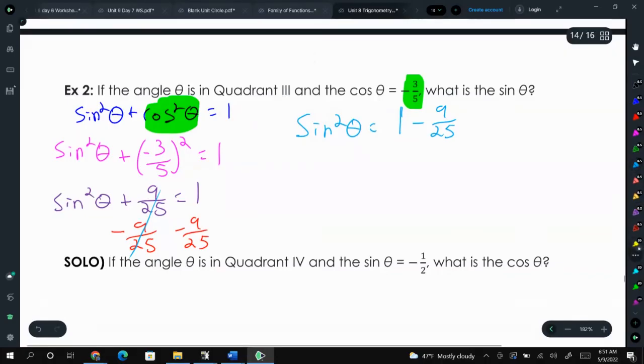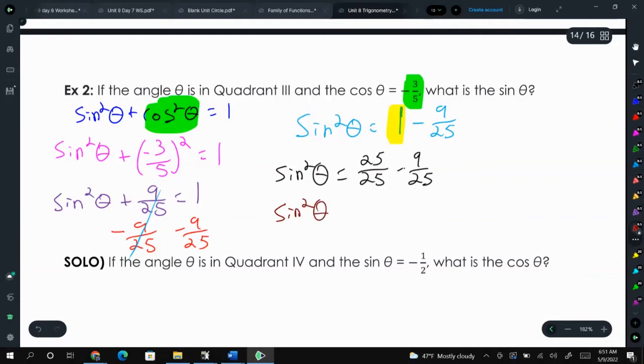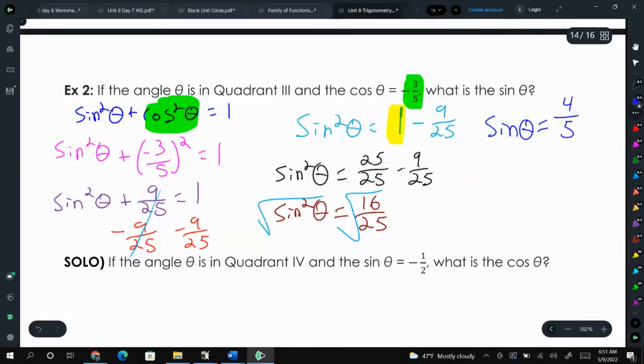Well, we want to rewrite this 1 as 25 over 25, so we have the same denominators. So sine squared theta equals 25 over 25 minus 9 over 25. So sine squared theta equals 16 over 25. And now when I square root both sides, this is going to give me sine of theta equals, square root of 16 is 4, square root of 25 is 5.